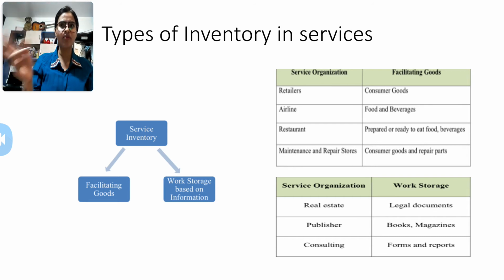So it's a combination of both the things. You are using airline services. It's a service, but the facilitating goods which you are getting is food and beverages over there. So this is a combination of both. All right. In the same way, we can take an example of a restaurant as well. Here you get the prepared or ready fast food to eat immediately. All right. So it's a restaurant, it's a type of service, and the facilitating goods which you get is the prepared food. All right.